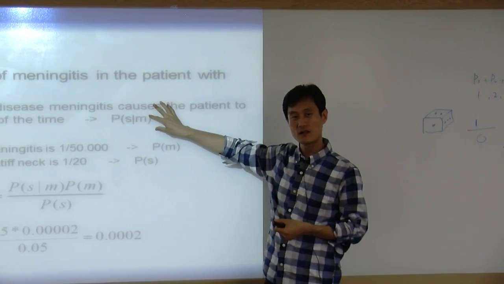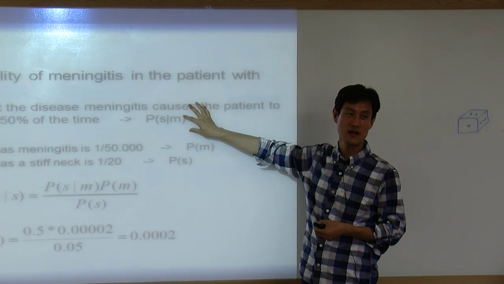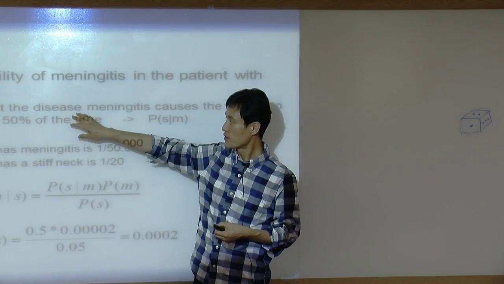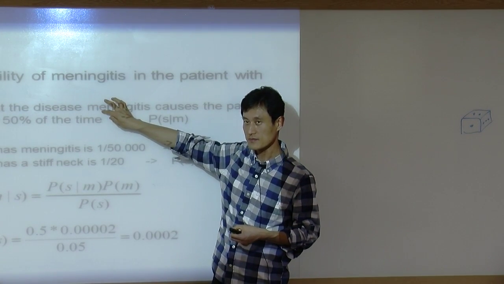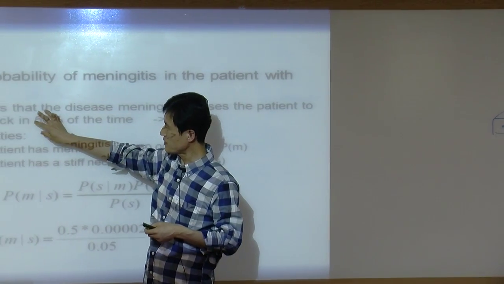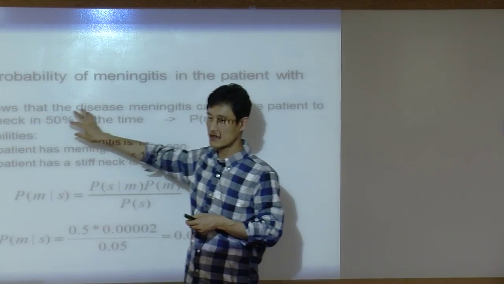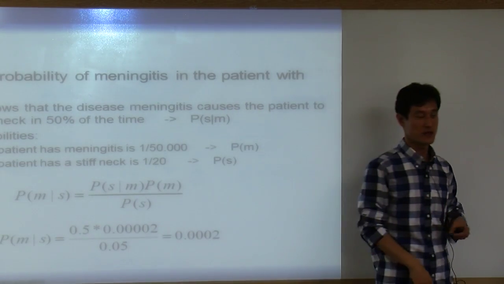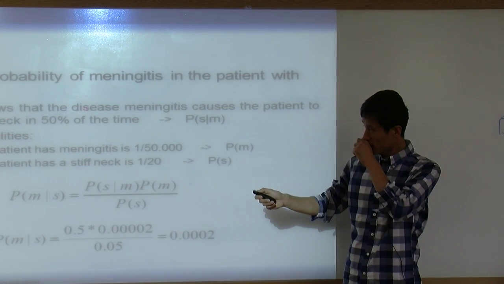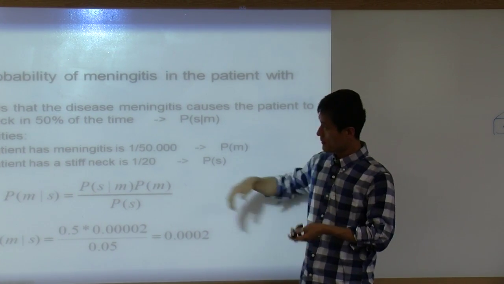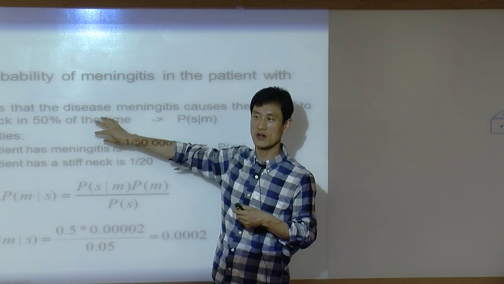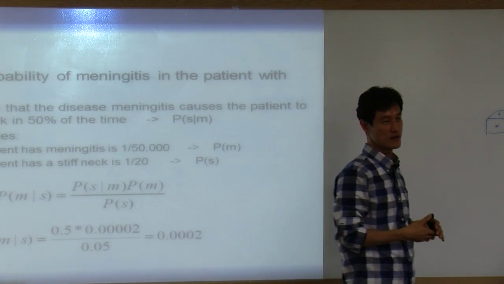This one is pretty easy to get. How do you get it? Let's say you have this disease. Among the people who have this disease, 50% of the people have stiff neck. This one, you can easily get it. Let me change it to another one. 50% of the people who have cold will have a cough. We can easily get it, right?